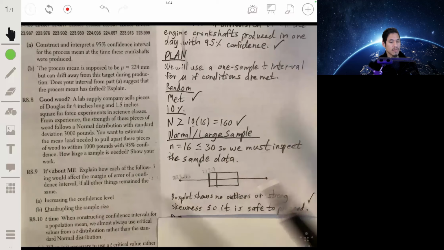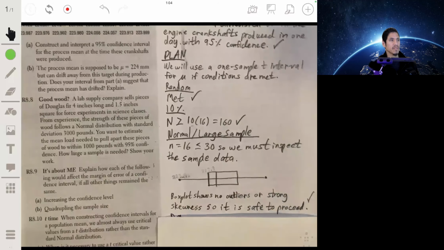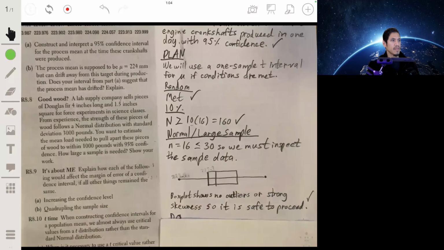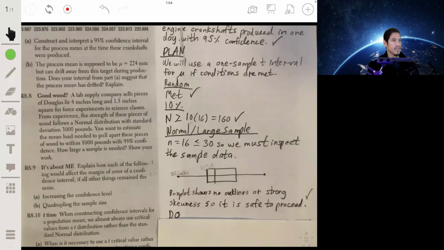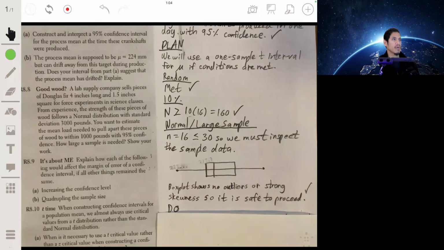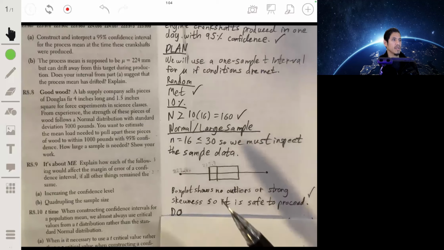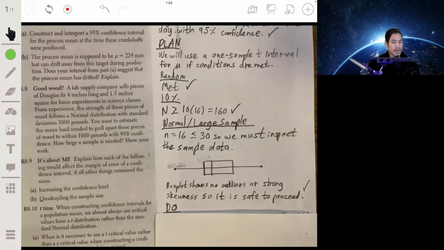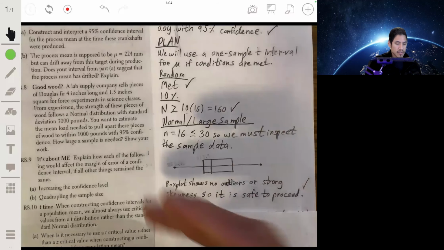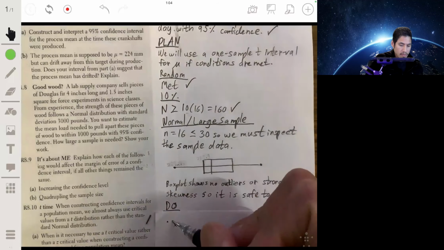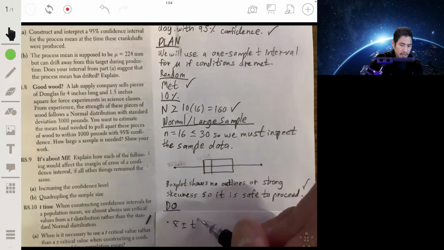So our box plot shows no outliers or strong skewness, so it's safe to proceed. Now we do our calculation. This is where we're going to use our confidence interval formula. That'll be x bar, our sample mean, plus or minus our critical value t star times our sample standard deviation, s sub x, over the square root of n.